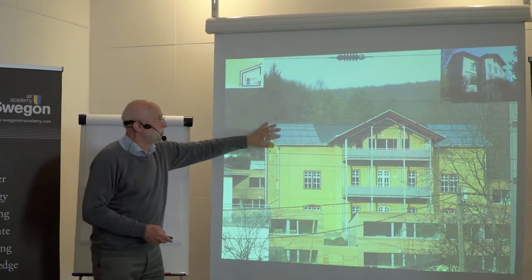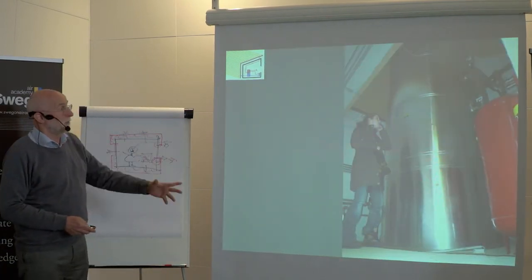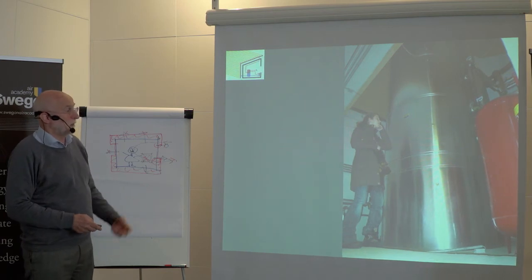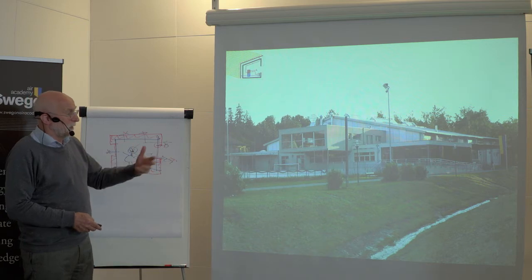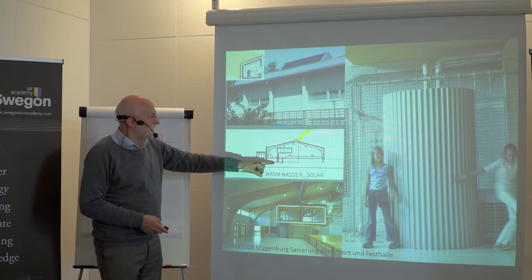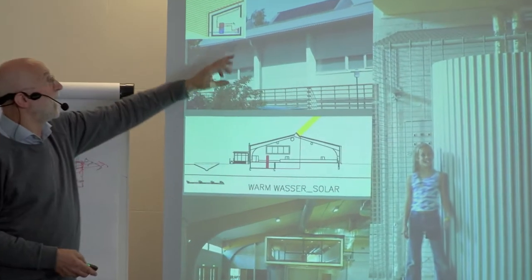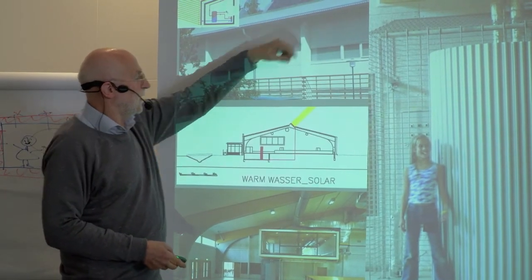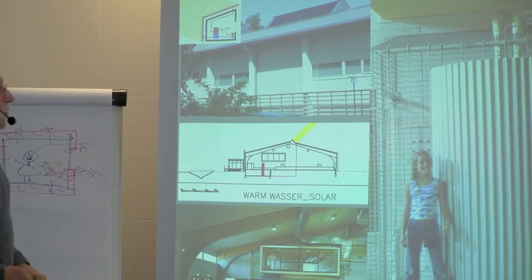Or in this renovation project, integrated in the roof, so it's not so visible, with a big storage tank to overcome 1 or 2 weeks with this reserve. Or in a sporting hall for showers and so on, a lot of warm water is needed. Therefore, the tank comes out from the basement. And on the south side, there's a collector, and from the north side, the light comes into this hall.